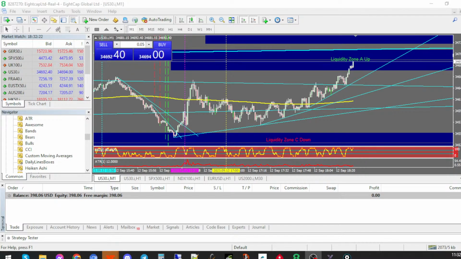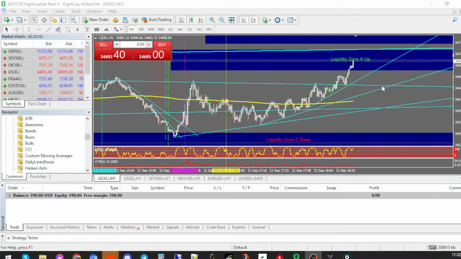Okay, so for those who do not know, today's live stream is all about using my liquidity map. So right now, price is at my liquidity A zone to the upside. What I'm looking for is price to turn and come to the downside.